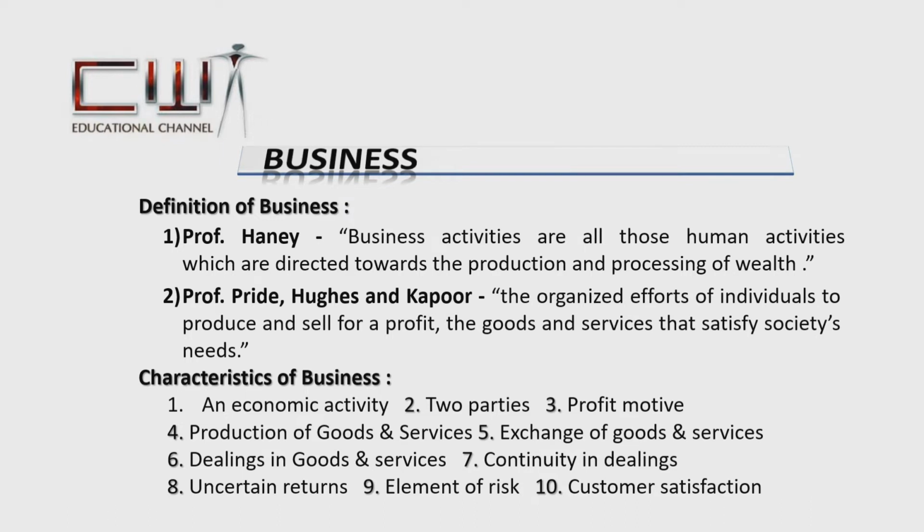Business is an economic activity. That means there is an exchange of monetary value, so it's an economic activity which has a price. There are generally two or more parties in business. One person is producing the commodities, goods or services, and another party consumes or is the user of those commodities. So generally, in a business there will be two types of parties.